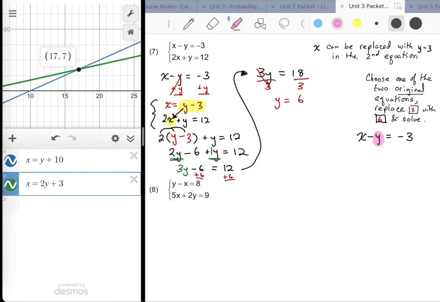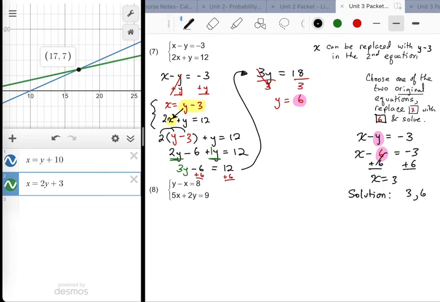Replace the y with a 6. x minus 6 is equal to negative 3. We'll have to use a property of equality here to get x alone. So add 6, add 6. We get x is equal to 3. And our solution, again, x comma y, 3 comma 6.